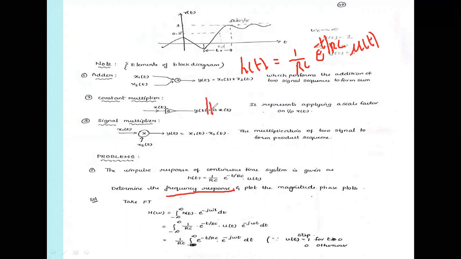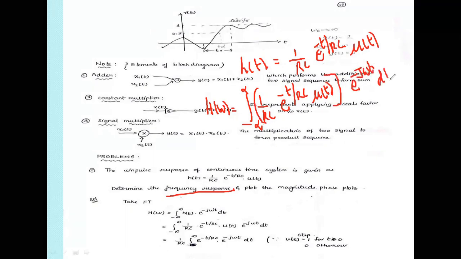Nothing but H of omega. H of omega is equal to integral from minus infinity to infinity of 1 by RC e power minus t by RC mu of t, whole multiplied with e power minus j omega t dt. This is the formula for the Fourier transformation to find the given signal in the frequency domain.